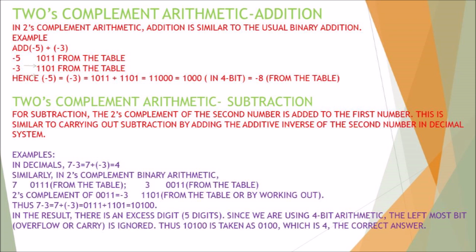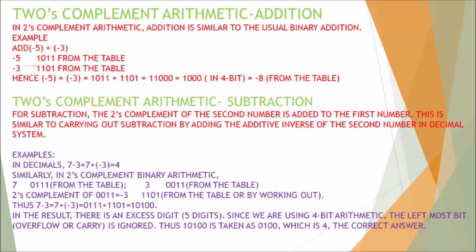And next one is 2's complement arithmetic subtraction. For subtraction, the 2's complement of the second number is added to the first number. This is similar to carrying out the subtraction by adding the additive inverse of the second number. That means we are going to add the inverse of the second number to the first number. So without getting complicated, let's see the example.